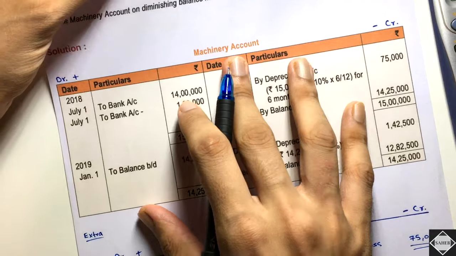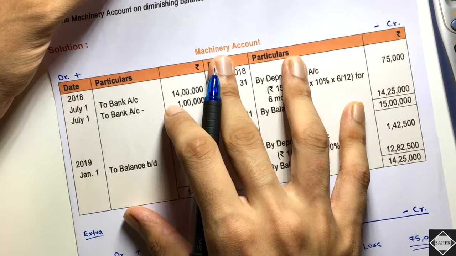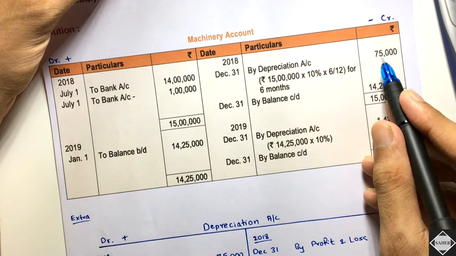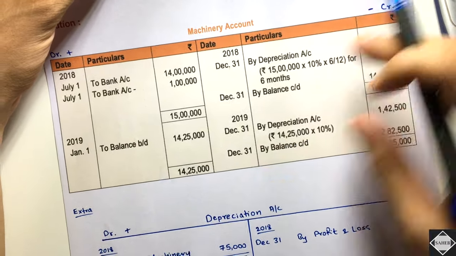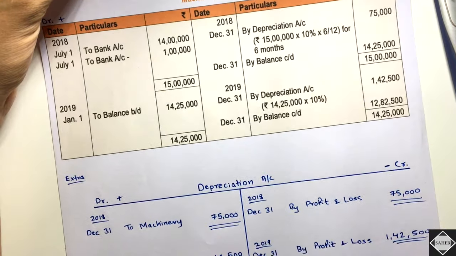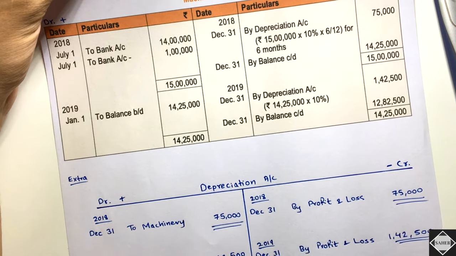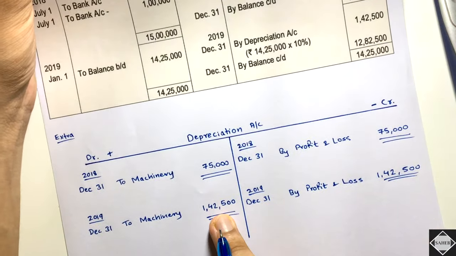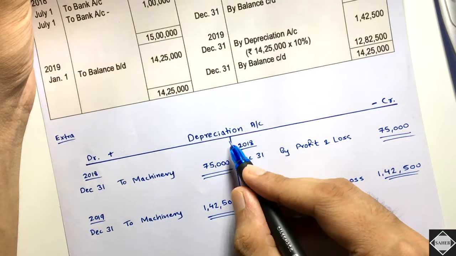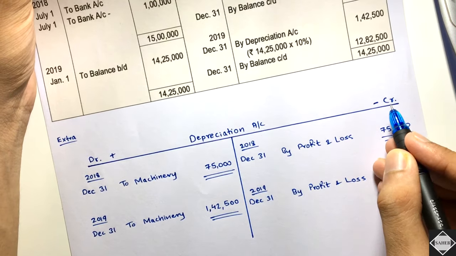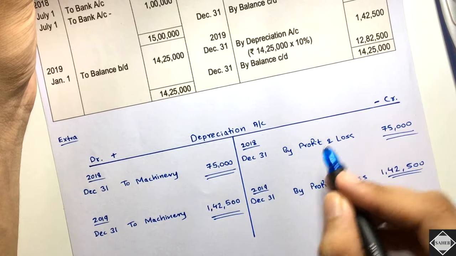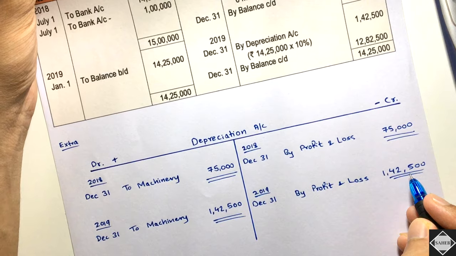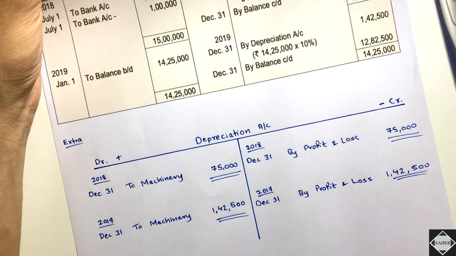The shortcut way is you just have to see the machinery account. In the basic accounting treatment, you just have to see the machinery account. Depreciation is there in 2018. In 2019 also depreciation is there. How much amount? 75,000, 1,42,500. Just do the cross posting in depreciation. To machinery, December 31st, 2018, December 31st, 2019: 75,000, 1,42,500. This is the cross posting you will do. And then on the other side, you have to cancel the depreciation account and take the balance to profit and loss. By profit and loss, 75,000. By profit and loss, 1,42,500. Simple as that.